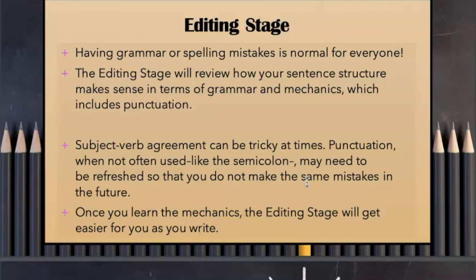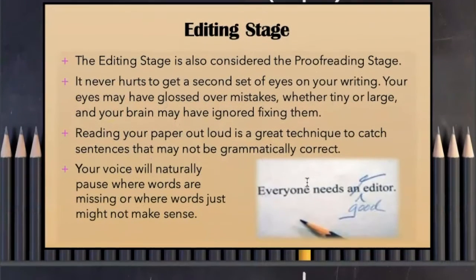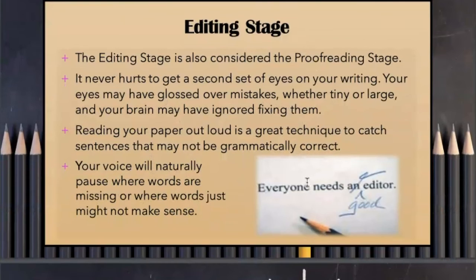A lot of times, punctuation, grammar, semicolon usage, comma usage, it becomes very easy to mess up when you're trying to figure out all of your research and your organization and you're trying to get your point across. And sometimes grammar gets put on the back burner, but that's okay, and that's why there's an editing stage. You can also call it proofreading. You can have your friends proofread.